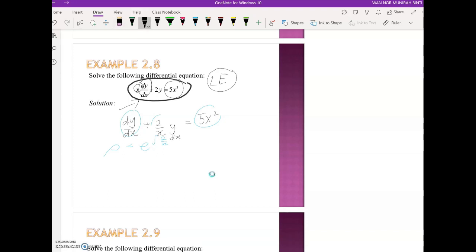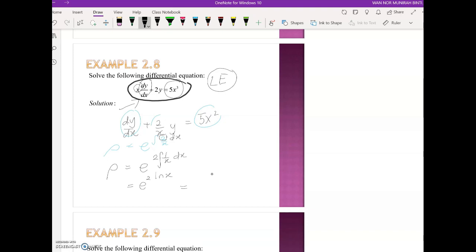Okay. So I would like to solve for my integrating factor first. So rho equals e to the exponent of the integral of 2 over x dx. 2 is just a constant, so I take out 2 so that I have the integral of 1 over x dx. Do you agree? The exponent, 2 is just a constant, so we have 2, then I integrate 1 over x so that I have natural log x.